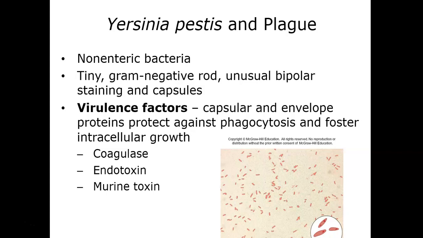It is non-enteric, and these are also gram-negative rods, and they have several virulence factors to them. They have capsular and envelope capabilities, but they also produce some enzymes as well. Coagulase, which is able to stop clotting from occurring. They do have an endotoxin from the outer membrane, that LPS component, and they also have something known as the murine toxin as well.